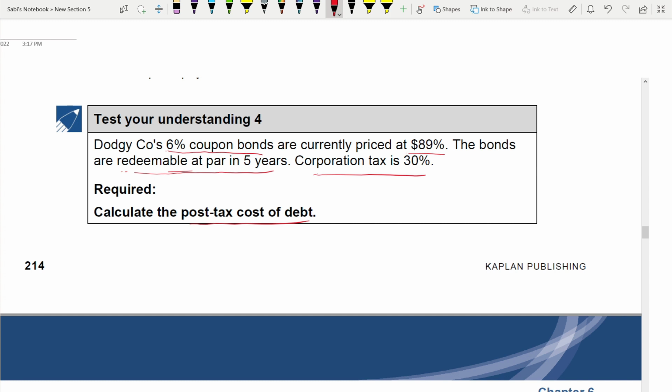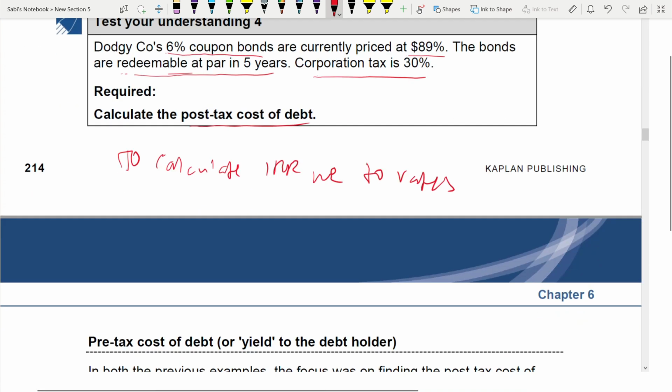Now you have to calculate IRR. You have to make use of your IRR knowledge here to get it. That means we discount at what? Two rates. To calculate IRR, you always need two discount rates, whether it is net present value or bond valuation. So we need two rates to discount. That is called interpolation. We are using interpolation basically.